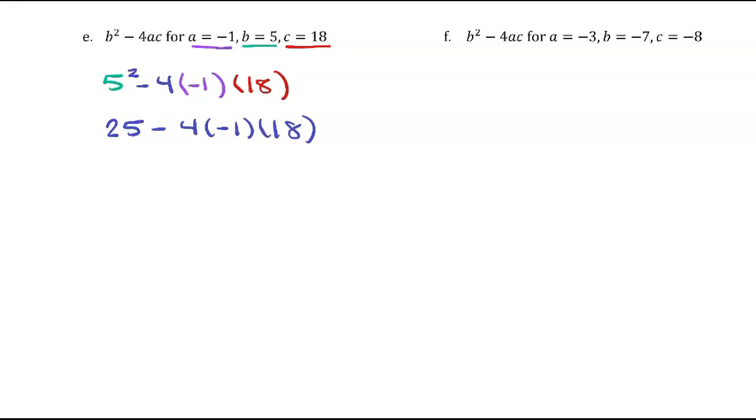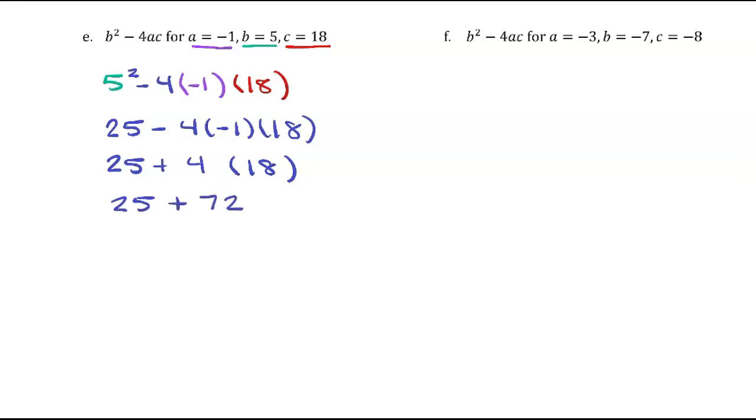Now we can move on to multiplication and division. So we need to multiply -4 times -1, then times 18. So we have 25 minus -4 times -1, that's +4. So that becomes a +4 times 18. 4 times 18 is 72.